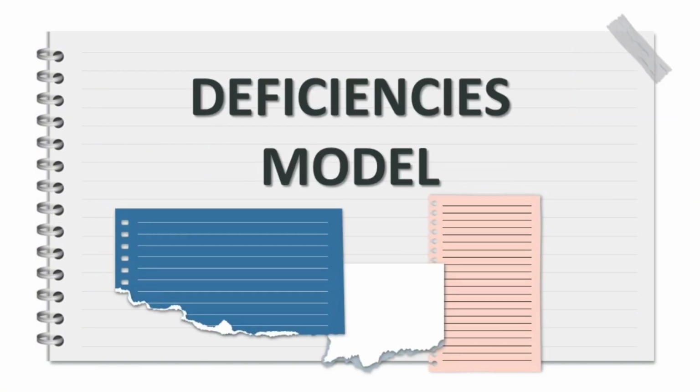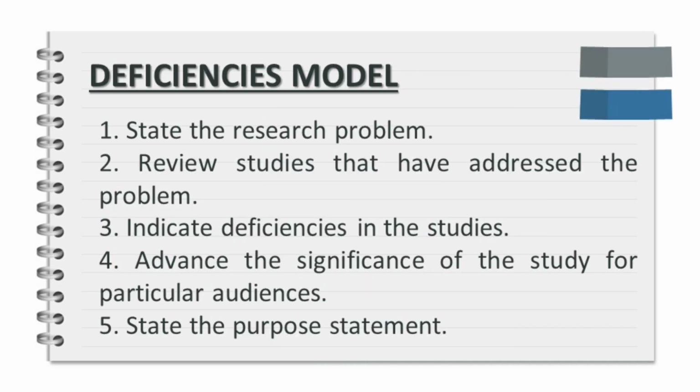Second technique, Deficiencies Model. Deficiencies Model has 5 elements. Number 1, state the research problem. I-discuss right away kung tungkol saan ang research problem mo. Number 2, review studies that have addressed the problem. Mag-present or magbigay ng existing related researches about your problem. Number 3, indicate deficiencies in the studies. I-highlight na ang research gaps, blind spots, or the unknowns about sa existing problem. Ito ang magsisilbi mo na panimula para maipakilala ang iyong present study.